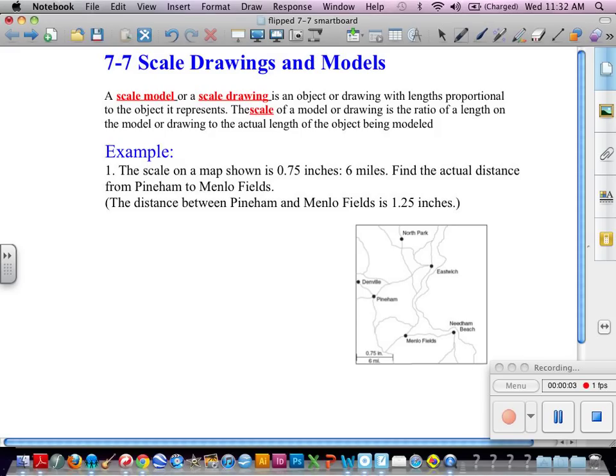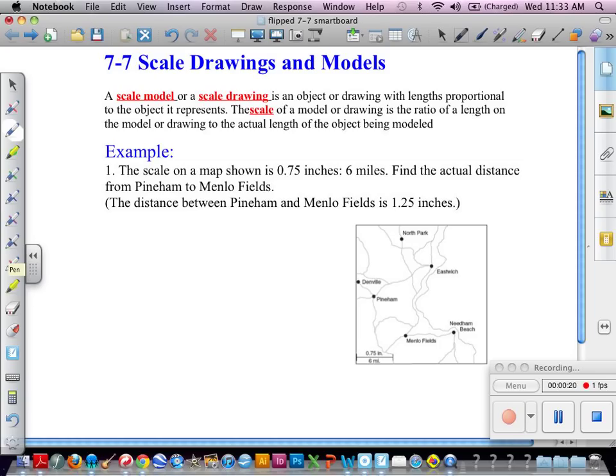Hello, geometry students. We are moving on to section 7-7, which deals with scale drawings and models. Chapter 7 has been all about proportions and ratios, and we're going to focus on scale models today. A scale model or a scale drawing is an object or drawing with lengths proportional to the object it represents. And so you've probably seen models before, models of buildings, maps, those kinds of things have scale drawings to them.